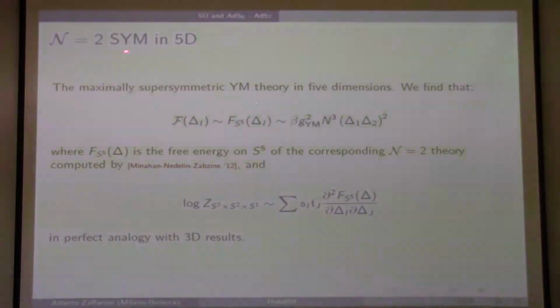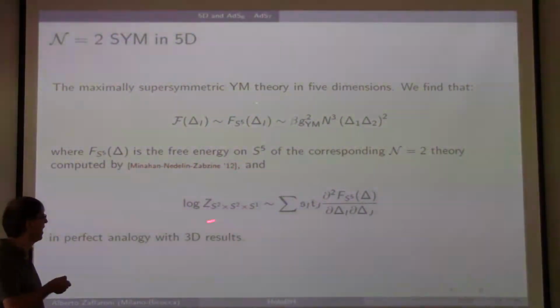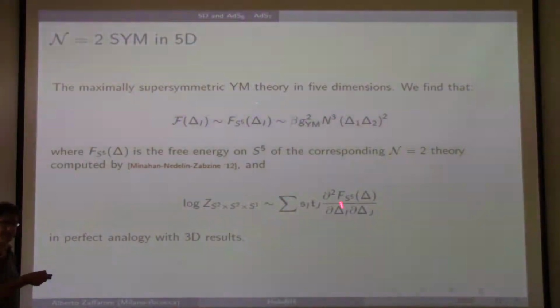It is 5-dimensional N=1 super Yang-Mills in 5 dimensions. This time you do the same, and again you find the same structure. The prepotential is the same as the free energy on S5, here written in terms of chemical potentials. This was computed by Minahan, Nedelin, and Zabzine five years ago. Again, the log N has the same structure, you take a second derivative. So the structure is always consistent. It's very similar to 3D.